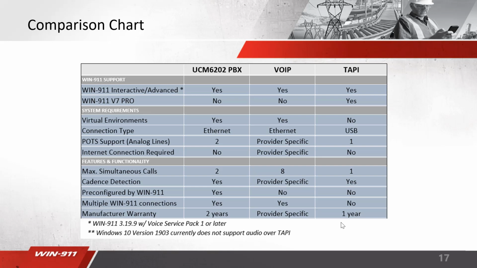One thing to reiterate, if you don't know already, you have to be on WIN-911 version 3.19.9 with the voice service pack that's on our downloads page to use Grandstream. And also Windows 10 version 1903, so that build number only, 1903 only, broke Tappy. That's their own protocol, and the Tappy does not work with build 1903. All other versions so far have not been affected though.